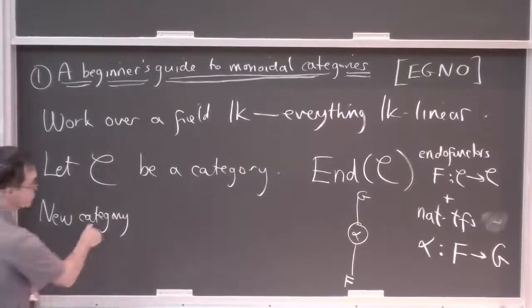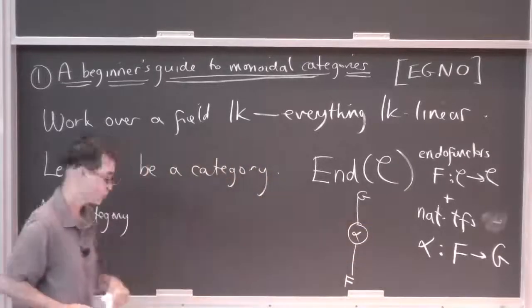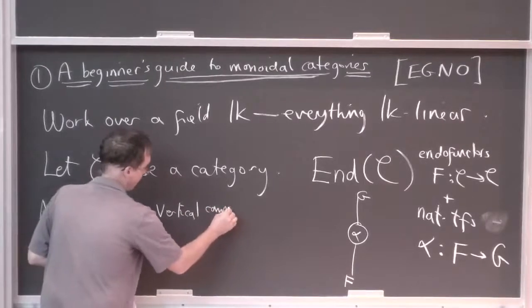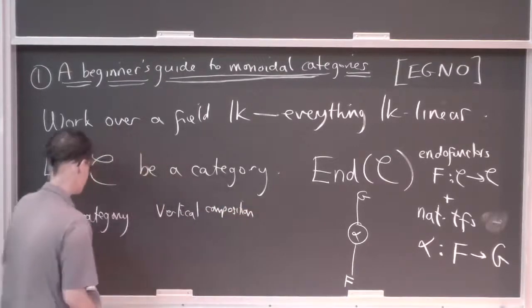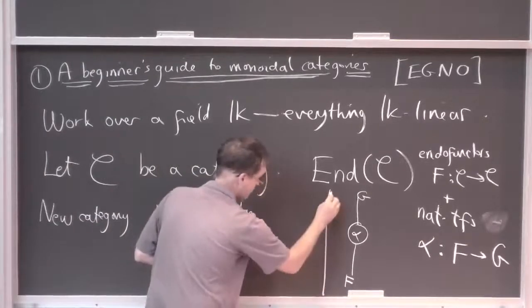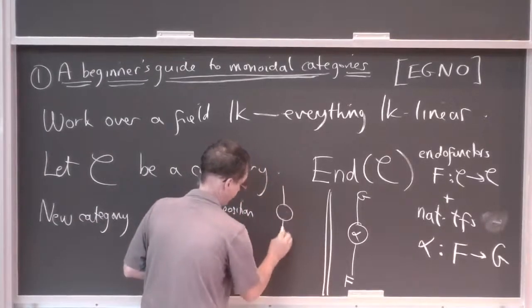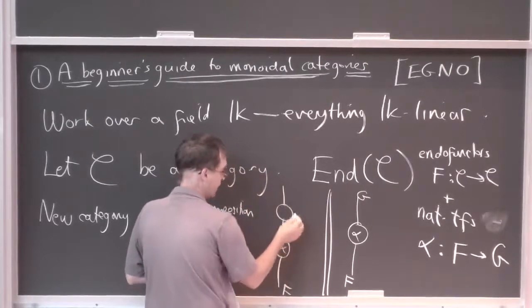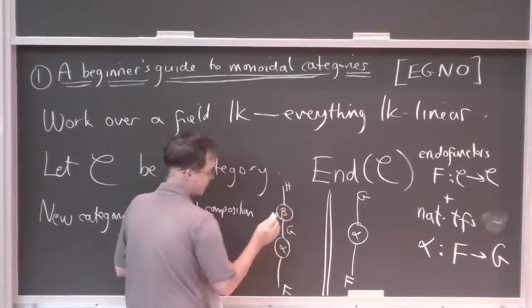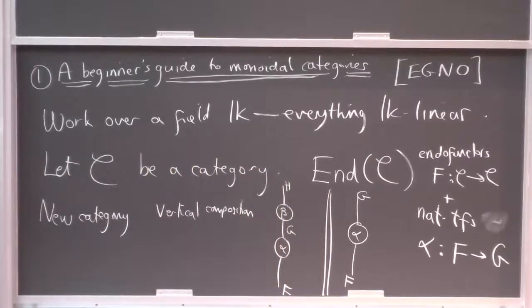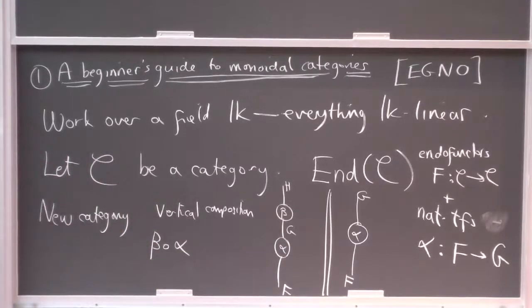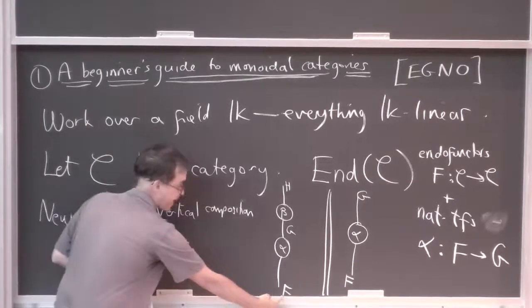So what's composition in this new category? How do you compose two natural transformations? This is called vertical composition of natural transformations. Let me squeeze in a little picture here. If I have a functor F and a natural transformation alpha from F to G, and another functor H and a natural transformation beta from G to H, vertical composition will be beta composed with alpha. That's how I'll write it. So this is composition in this new category, and it's meant to be a natural transformation from F to H.